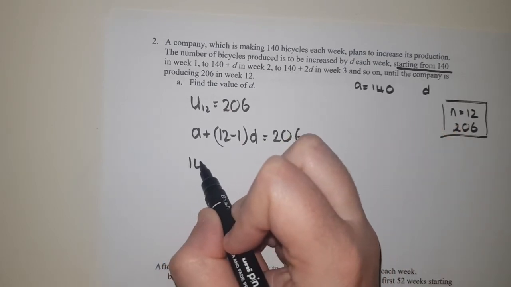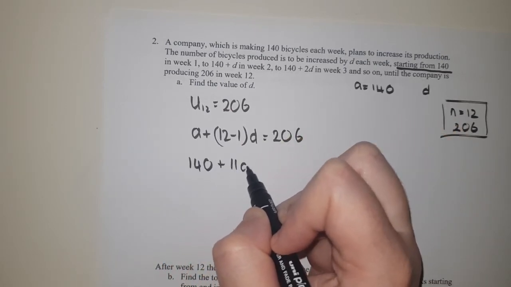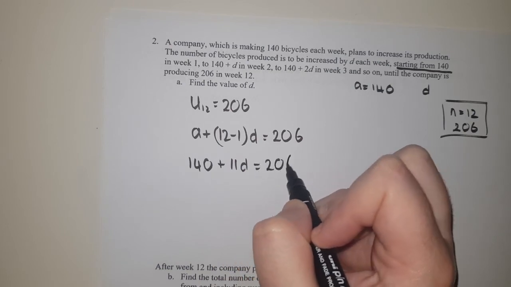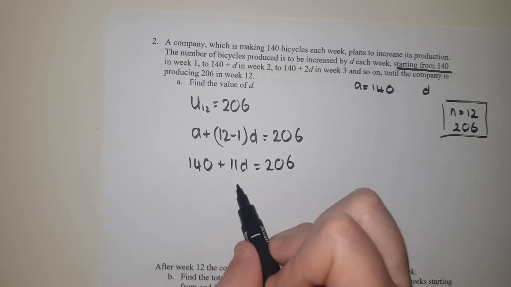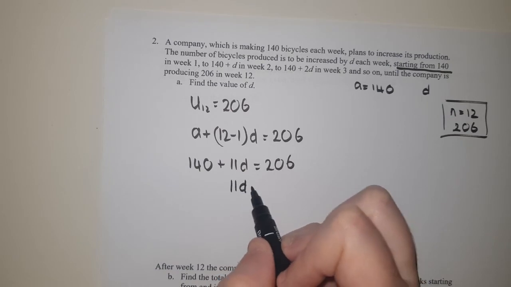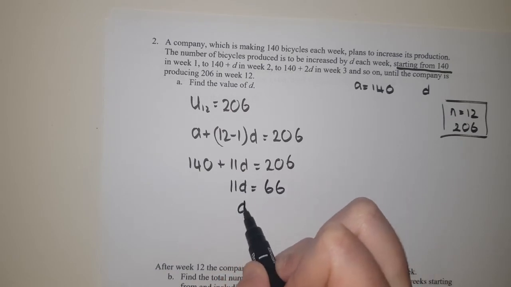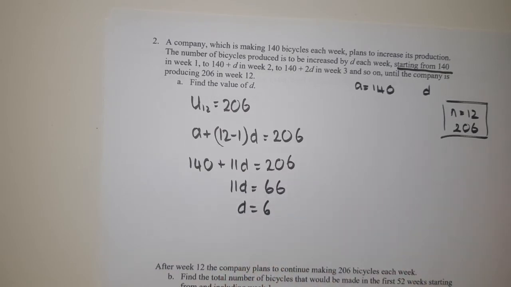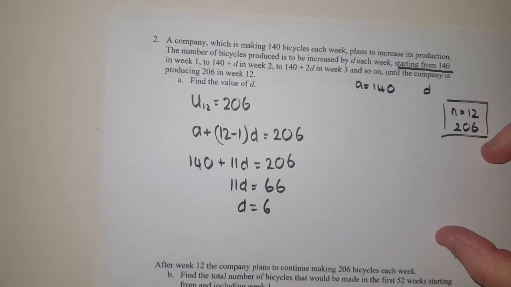We know a is 140 plus 11d equals 206. So if I subtract 140 from both sides, I get 11d is equal to 66, so d is 6, that they are creating 6 extra each week. After week 12, the company plans to continue making 206 bicycles each week. Find the total number of bicycles that would be made in the first 52 weeks.